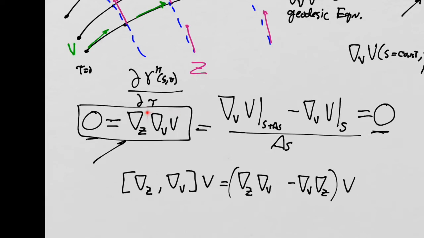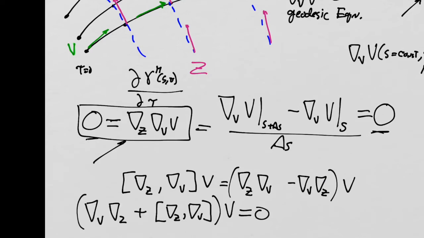So this piece here is actually this piece right here. If I was interested in this one, what I would say is that it equals this minus the commutator. Let me write that down. So this is the expression that we're looking for: the covariant derivative in the direction V of the covariant derivative in the direction Z plus this commutator acting on V equals 0. This expression is equivalent to that.